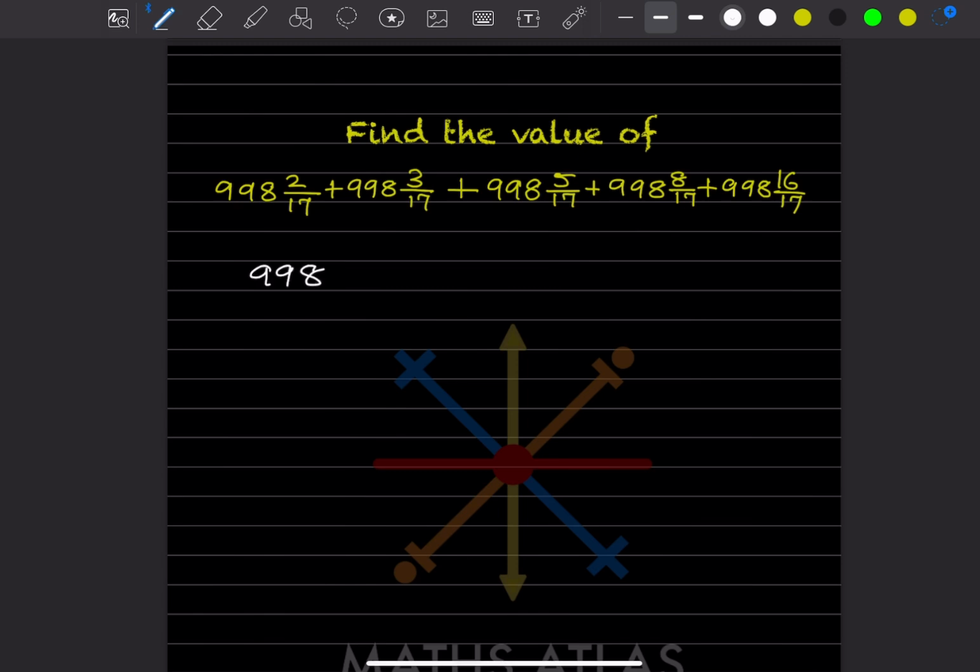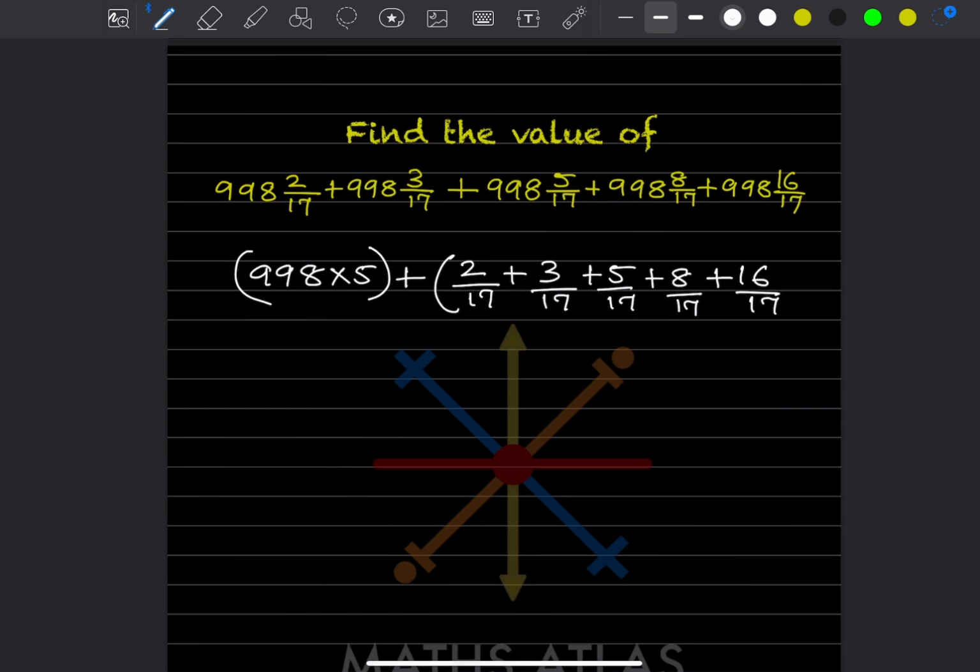998 into 5 because there are 5 terms, and then you can see plus in between each term. So we'll write here plus. So in the first one, we have already taken 998 here. So we can write here, this is 2 by 17 plus the next term is 3 by 17 plus 5 by 17 plus 8 by 17 plus 16 by 17.